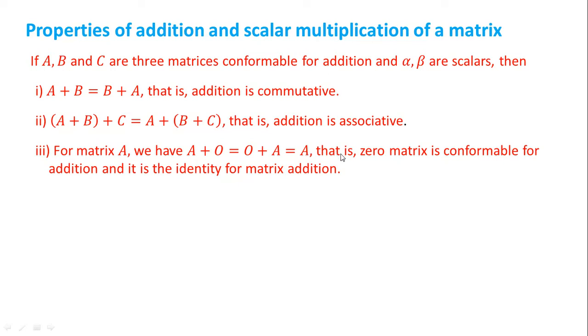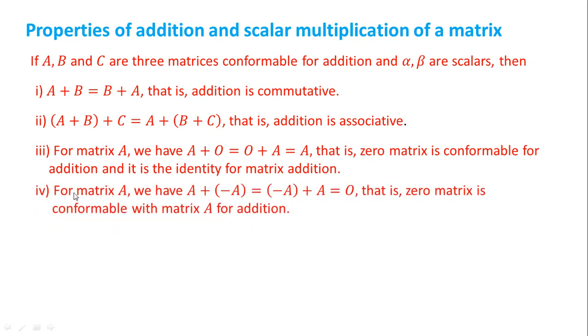So very clear idea about this. And the zero matrix is conformable. Conformable means it has the same order as A. So it is the identity for matrix addition. O is called the identity for matrix addition. Okay.